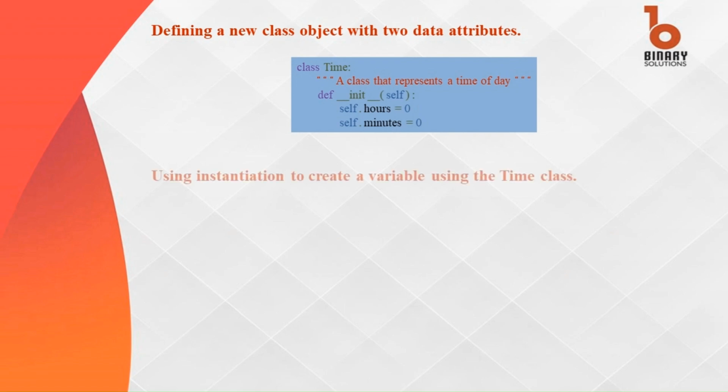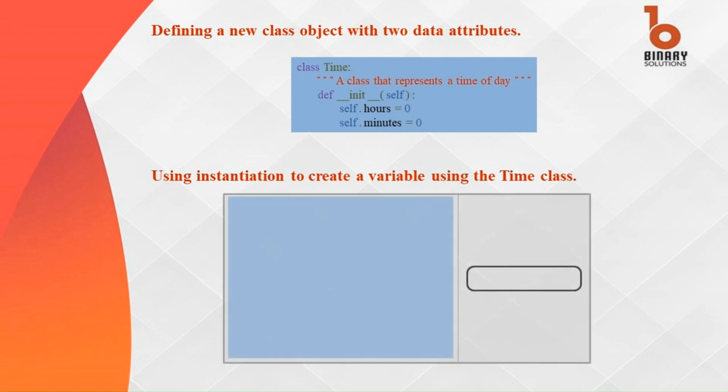In Python, instantiation refers to the process of creating an object from a class. In the given example, the time class is used to define a blueprint for representing a time of day. When we create a variable myTime using time, an instance of the class is generated with default values of 0 for both hours and minutes, as set by the init method.